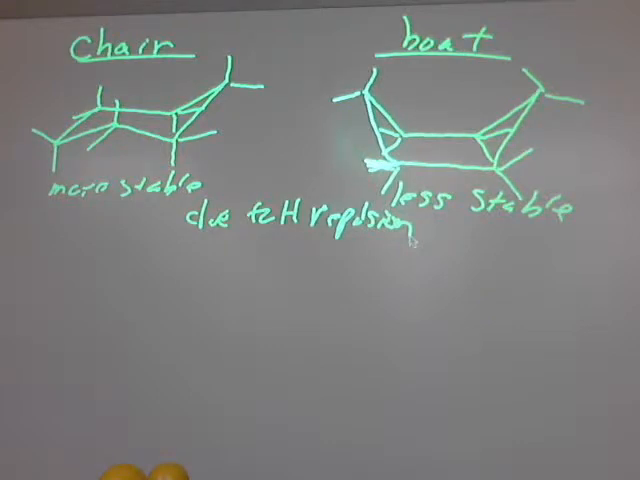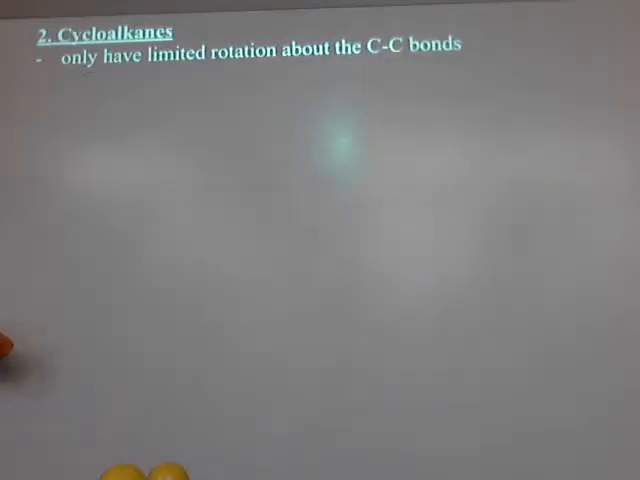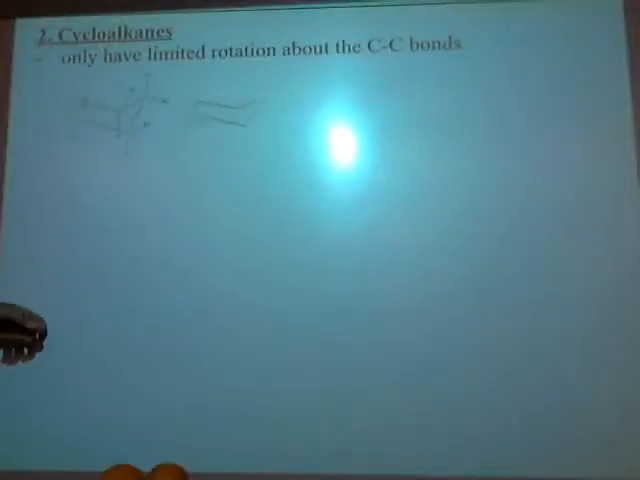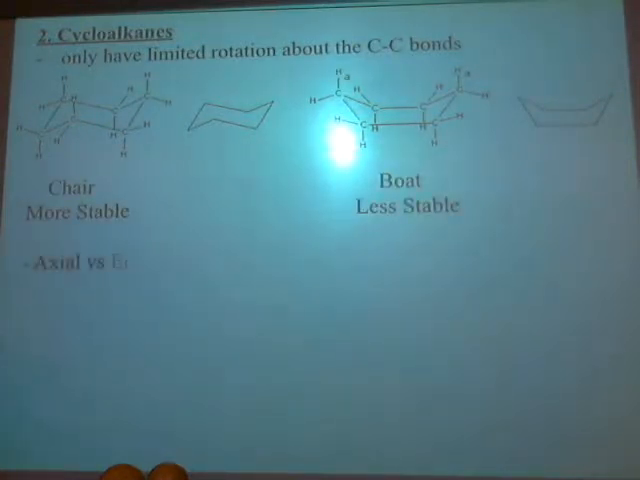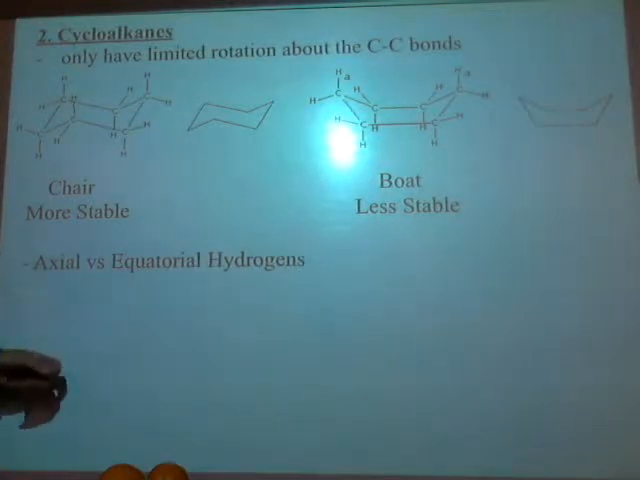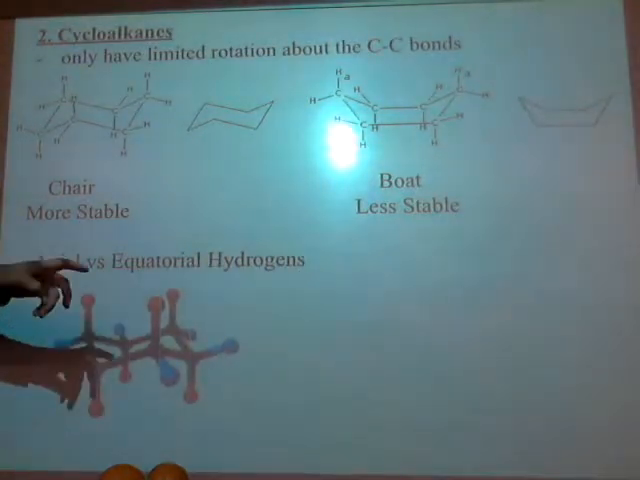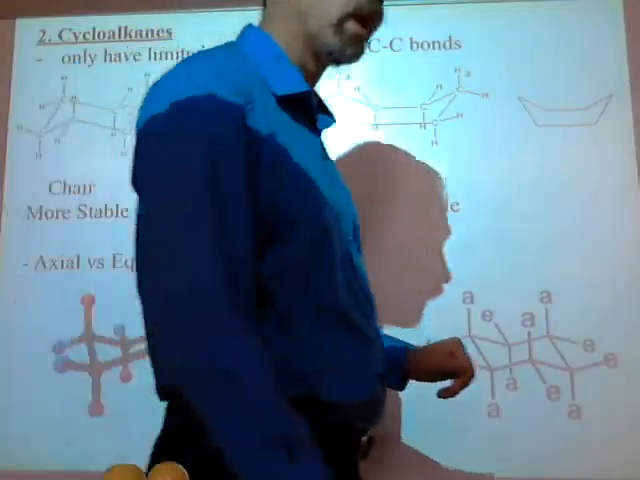Everybody got that? Good? All right. We're back to where we were here. Showed you that. That's what I just drew. That's the other boat one. Now, that guy's more stable. That's less stable. Axial versus, you don't have to write that down. Just draw this guy right here. There. That will be the one you want to draw here. Okay?